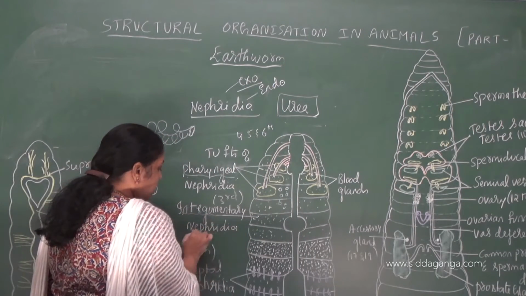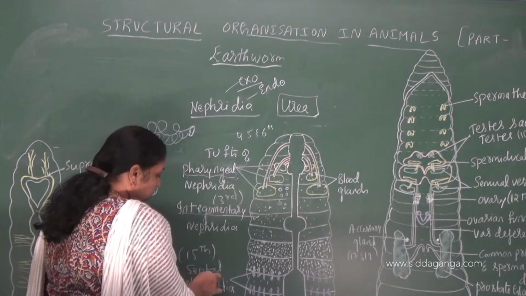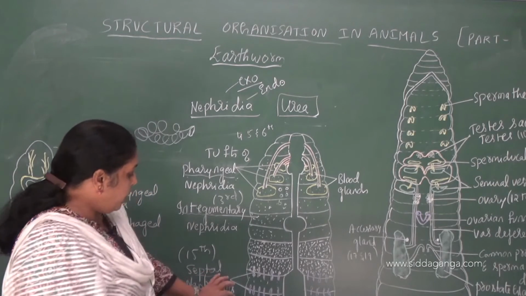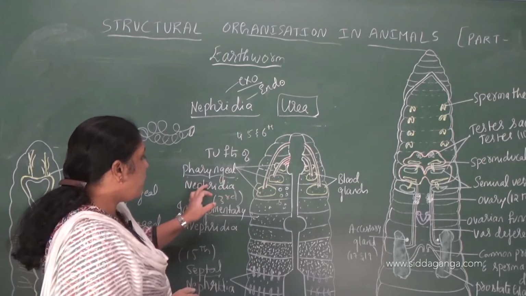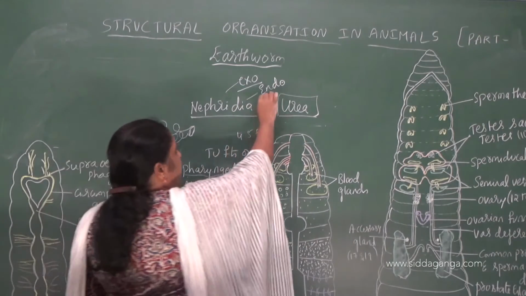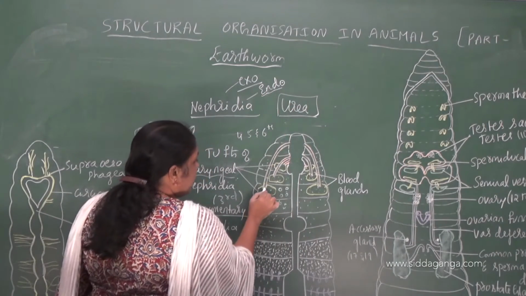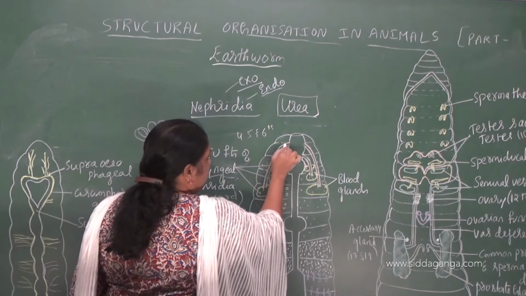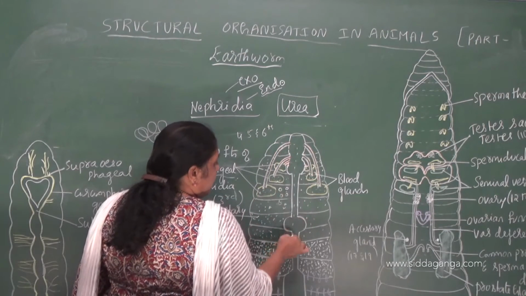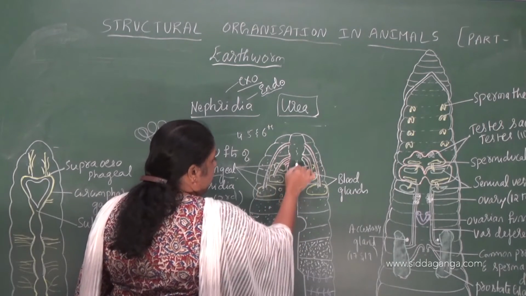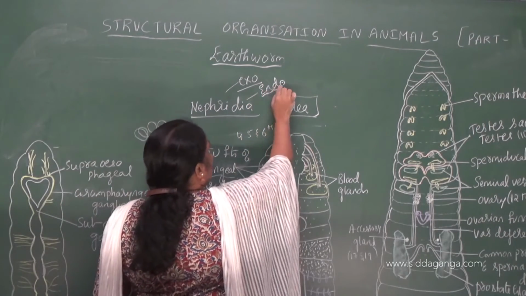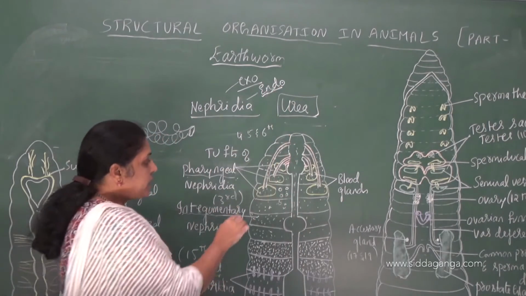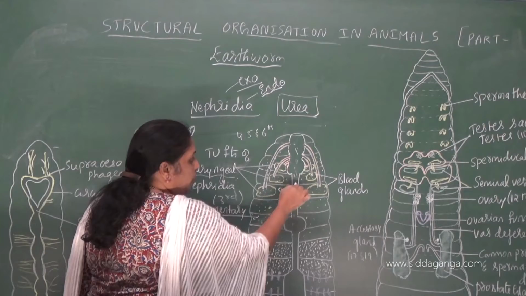Integumentary nephridia, septal nephridia and pharyngeal nephridia are there. Your pharyngeal nephridia are endonephric. Endonephric means they release their coelomic content or waste into the alimentary canal or lumen. So pharyngeal nephridia are endonephric. They release waste into the lumen.